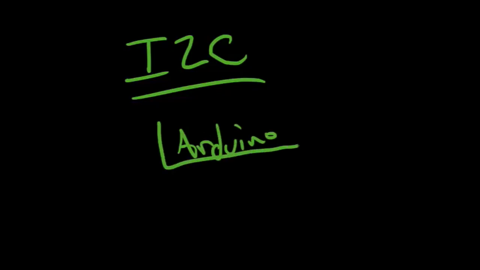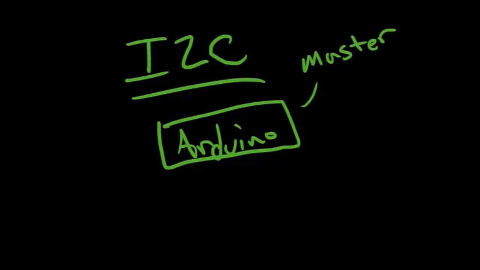So in this lesson, we're going to look at I2C in more detail. So I2C can be focused around the Arduino, for an example, and how we're going to use it. And so when we use it, we're going to call the Arduino the master device, and we're going to use one master device for us.